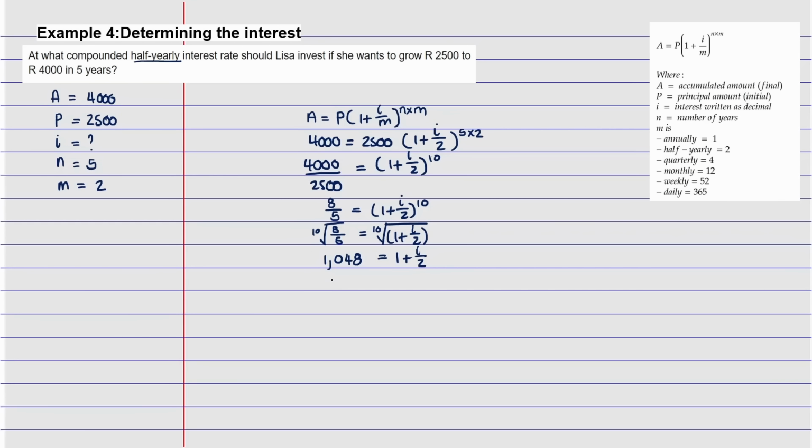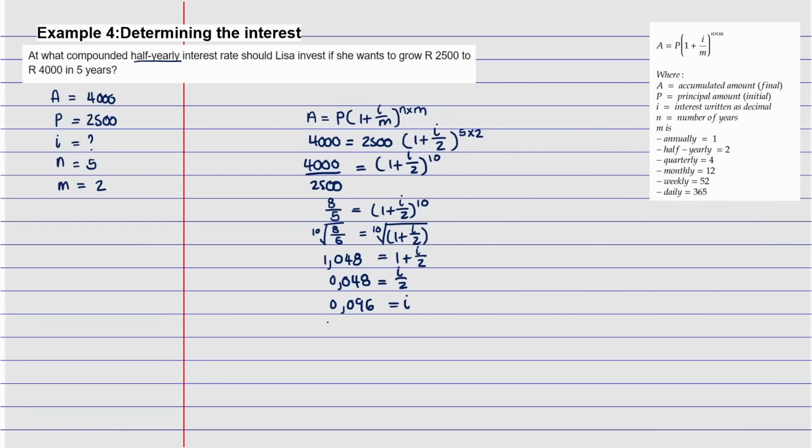which is going to give you 0,048 equals what? To i divided by 2, right? So you're going to multiply this by 2, so you're going to say 0,048 multiplied by 2. Therefore, you're going to have 0,096 equals i.